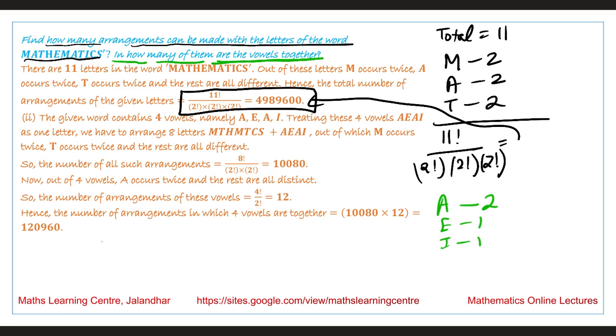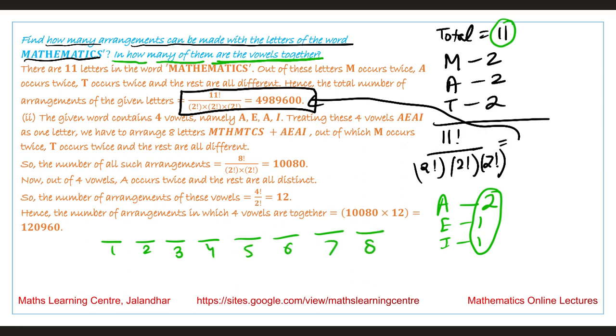So we are talking about the arrangement where the total letters are 11, and out of these 4 should be together. So the number of positions we have now is 8: 1 2 3, 1 2 3 4 5 6 7 and 8, because all these vowels should be together at any one of these positions.